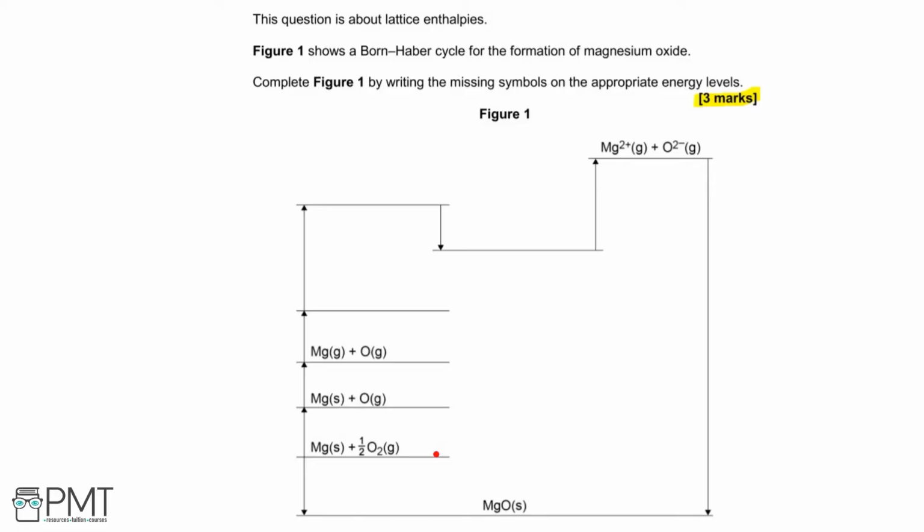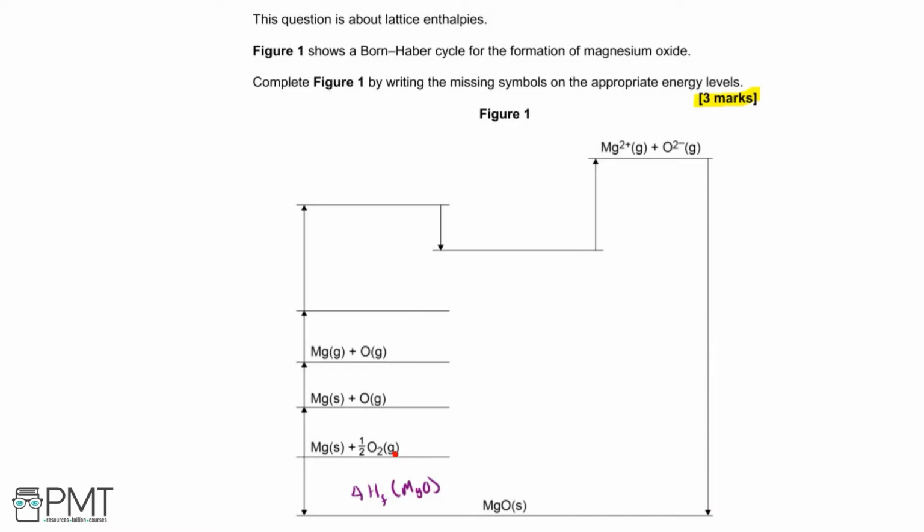So this jump here represents the overall change in this Born-Haber cycle, which is the enthalpy of formation of magnesium oxide. And to make that overall change, all of these steps here are different enthalpies involved in that overall change.